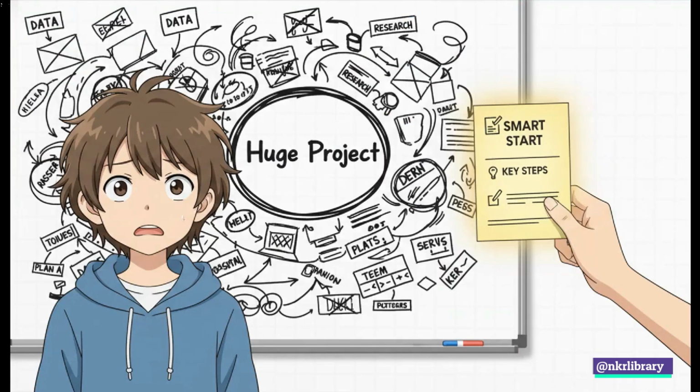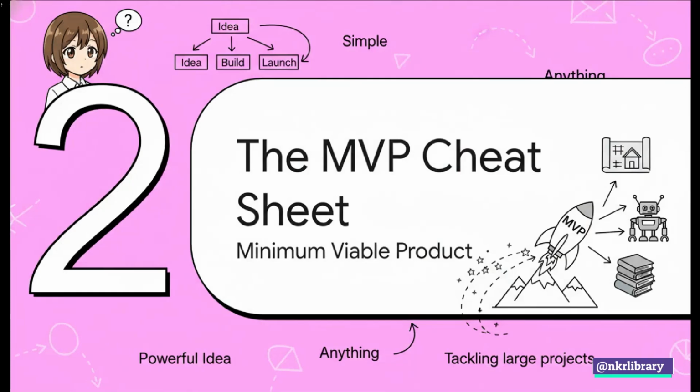But what if I told you there's a secret technique, a sort of cheat sheet for tackling any big project, a way to test if your idea is even any good, to see if you're on the right track before you pour weeks or months of work into it? Sounds pretty useful, doesn't it? Well, that cheat sheet has a name. It's called the Minimum Viable Product, or just MVP for short. Now, I know, don't let the business-sounding name fool you. It's an incredibly simple and really powerful idea that can help you with almost anything you want to do.